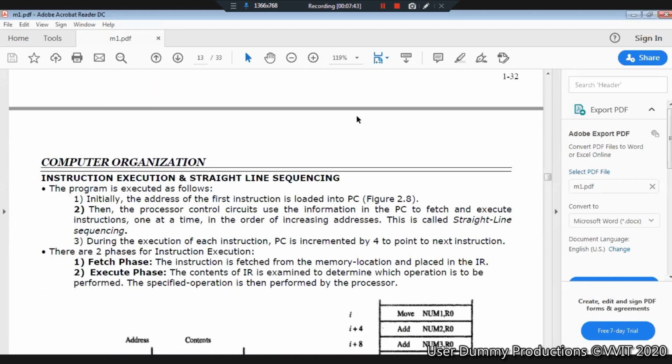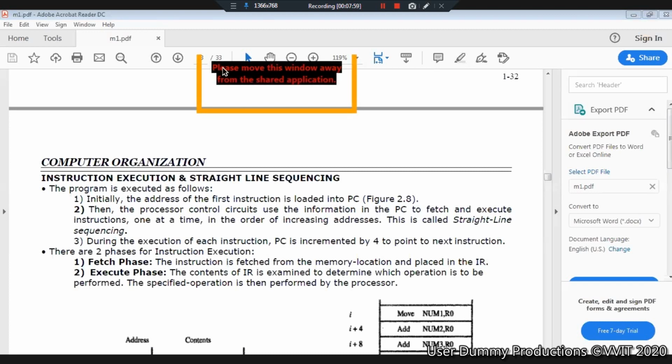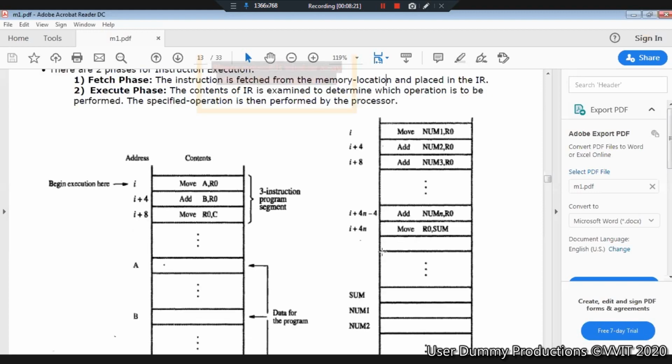Then there are two kinds of instruction sequencing. Straight line sequencing is what we are going to teach today. Usually how does the execution happen? The address of the first instruction is loaded into the PC. Then the processor uses the information in the PC to fetch and execute the instructions one at a time in the order of increasing address. That is called straight line sequencing. That means it will go to the next instruction like this.